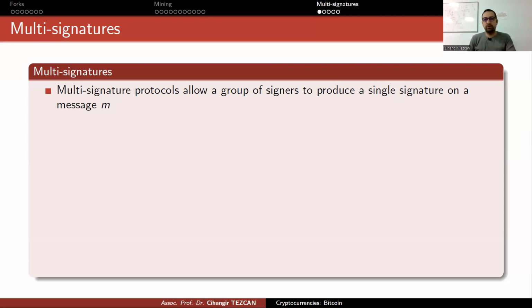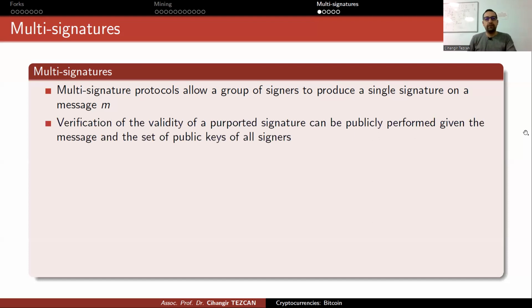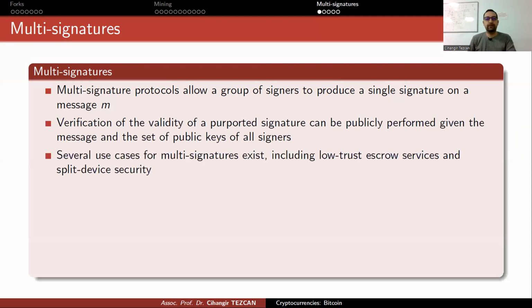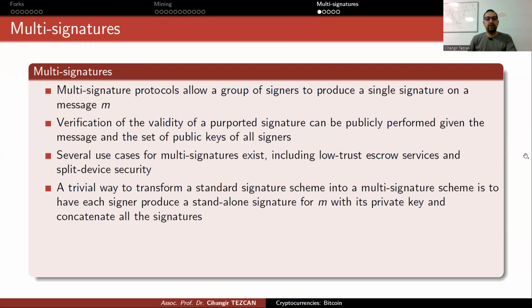Multi-signature protocols allow a group of signers to produce a single signature on a message M. Verification of the validity of a purported signature can be publicly performed given the message and the set of public keys of all signers. Several use cases for multi-signatures exist, including low-trust escrow services and split device security. A trivial way to transform a standard signature scheme into a multi-signature scheme is to have each signer produce a standalone signature for M with its private key and concatenate all the signatures. This is actually how it works for the elliptic curve digital signature algorithm in Bitcoin, okay?